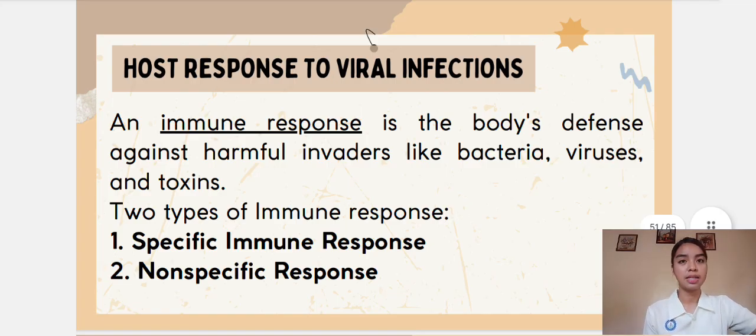So, our immune system is our natural defense against these bacteria, viruses, and toxins. There are two types of immune response, the specific immune response and the non-specific immune response. So the non-specific immune response is the body's first line defense. It attacks any invaders in a general way. So this non-specific immune response, meaning they don't have a specific target or they don't have specific targeted bacteria or viruses. Basta nag-act lang yung immune response natin na to pag merong foreign bodies na nag-enter sa body natin.